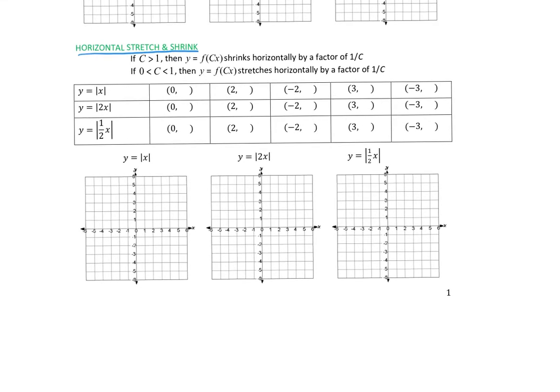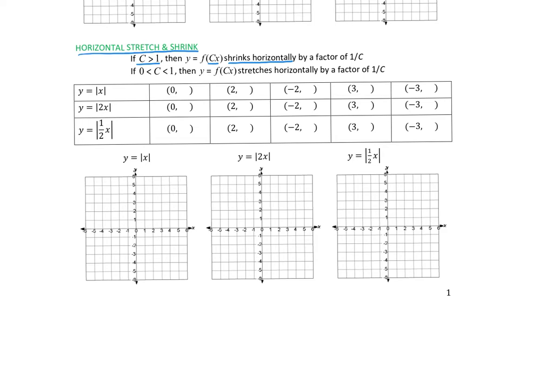So let's say that we have some number greater than 1. And we multiply our x value by this number before the function has done its job. Then that's actually going to shrink the graph horizontally. So when we say shrink the graph horizontally, we're squishing it in or compressing it along the x-axis. And when we stretch it out, we're stretching it out along the x-axis.